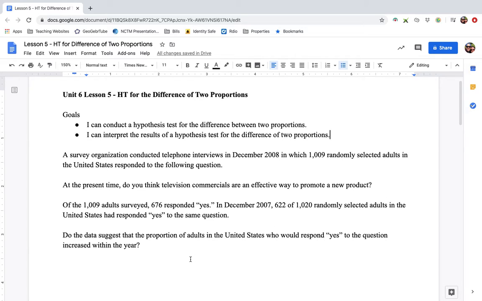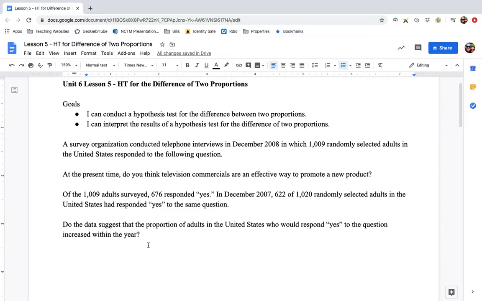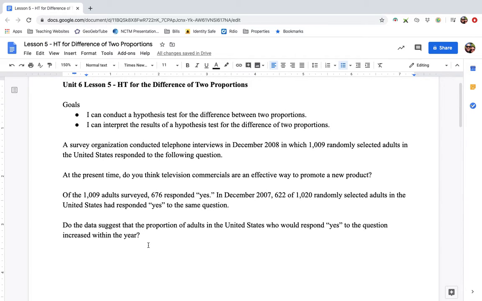So the question is, do these data, so this is your data you have from two random samples, suggest that the proportion of adults in the United States who would respond yes to the question has increased within the year? So I would like to just set this up because this is a question about a hypothesis, and we actually learned we could do a confidence interval for this. We learned how to do a confidence interval for the difference of two proportions. But we're going to do a hypothesis test.